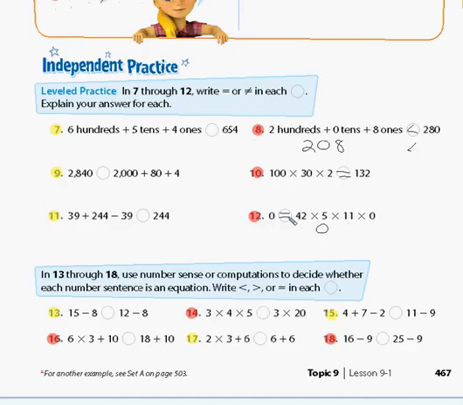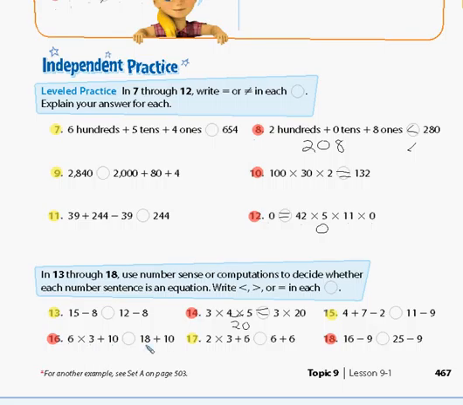Okay, now let's go ahead and look at problem number 14. Okay, on problem number 14 right there, I've got 3 times 4 times 5 and 3 times 20. Okay, I'm going to just do part of this equation right here. I know 4 times 5 is 20. So 3 times 20 is the same as 3 times 20. That's equal. Okay, problem number 16. I've got 6 times 6 times 3 plus 10.